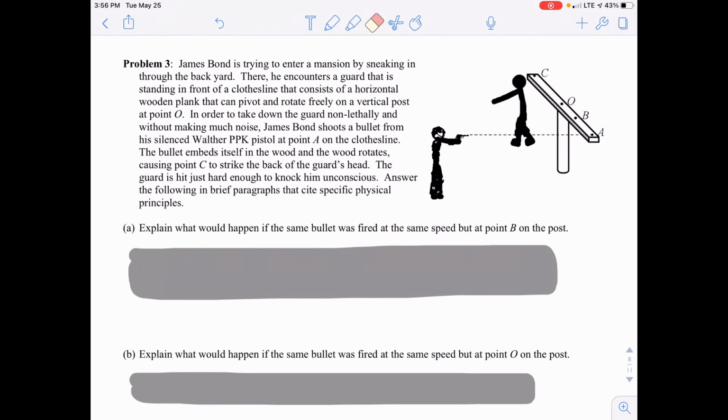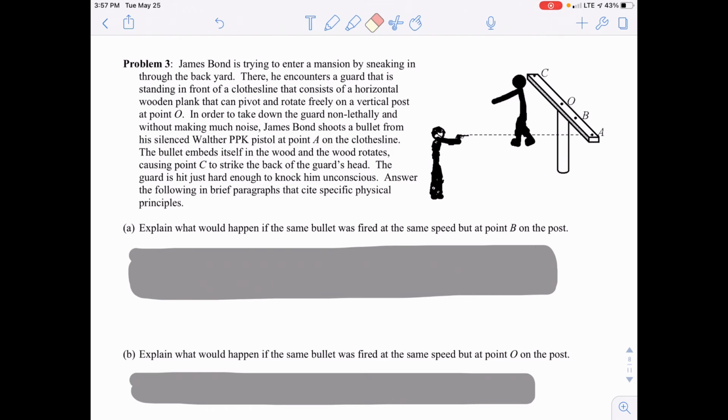Problem 3. James Bond is trying to enter a mansion by sneaking in through the backyard. There he encounters a guard that is standing in front of a clothesline that consists of a horizontal wooden plank that can pivot and freely rotate on a vertical post at point O. In order to take down the guard non-lethally and without making much noise, James Bond shoots a bullet from his silenced Walther PPK pistol at point A on the clothesline.